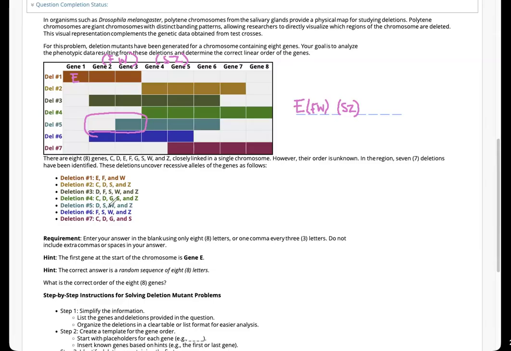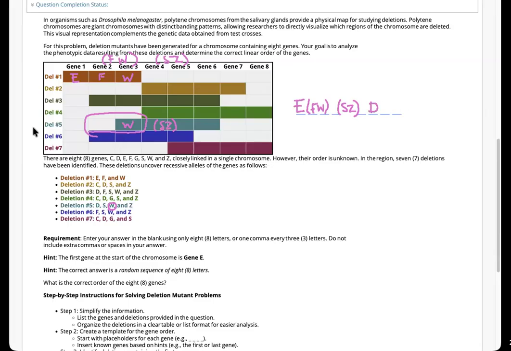So let's look at gene 5. It says, oh, there it is. It's a W. So that tells us that this gene is W. So that's EFW, and that's W. We know it will contain S and Z, but we don't know the order. And then what other gene does it contain? So it's WSZ, and whatever else it contains is going to be gene 6, right? What else does it contain? D. So it automatically tells us that gene 6 is D.